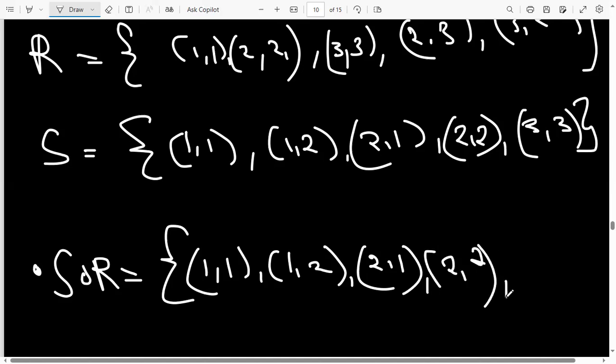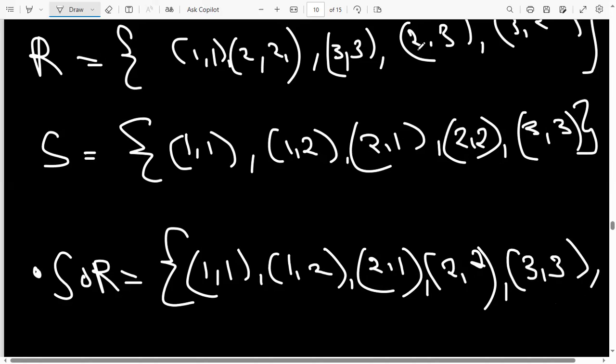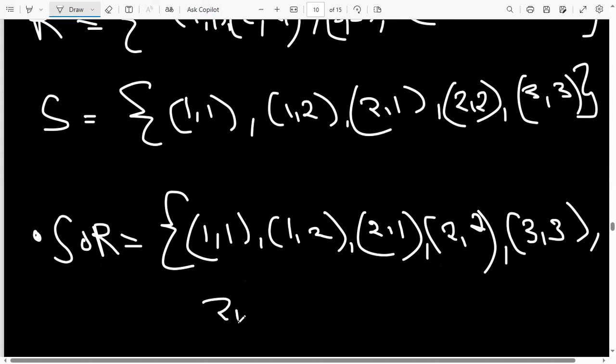Let's look at this one. R maps 3 to 3. What does S do with 3? It also maps it to 3. So we can write (3, 3) here. And then let's look at this one here. R maps 2 to 3. And what does S do to the 3? It maps it to 3. So it means I have the coordinate (2, 3), like that.